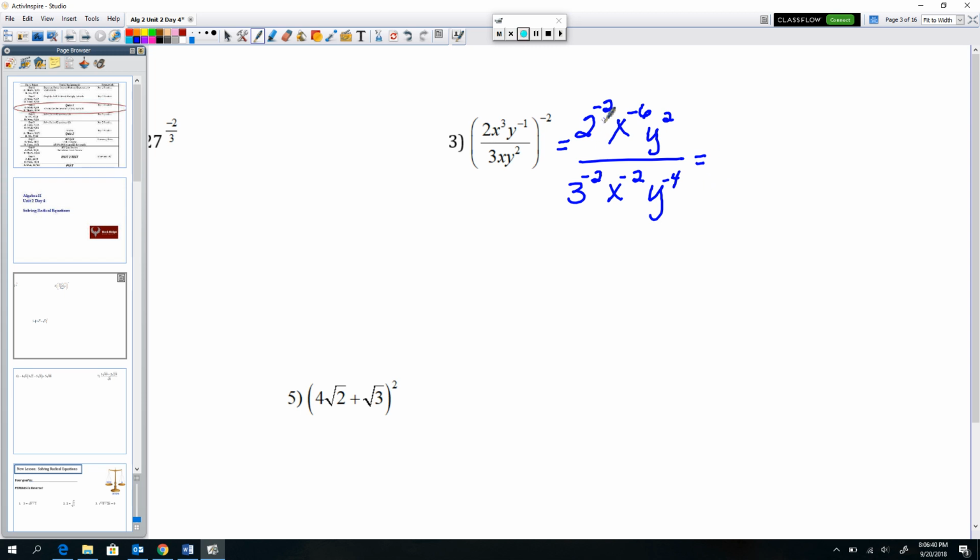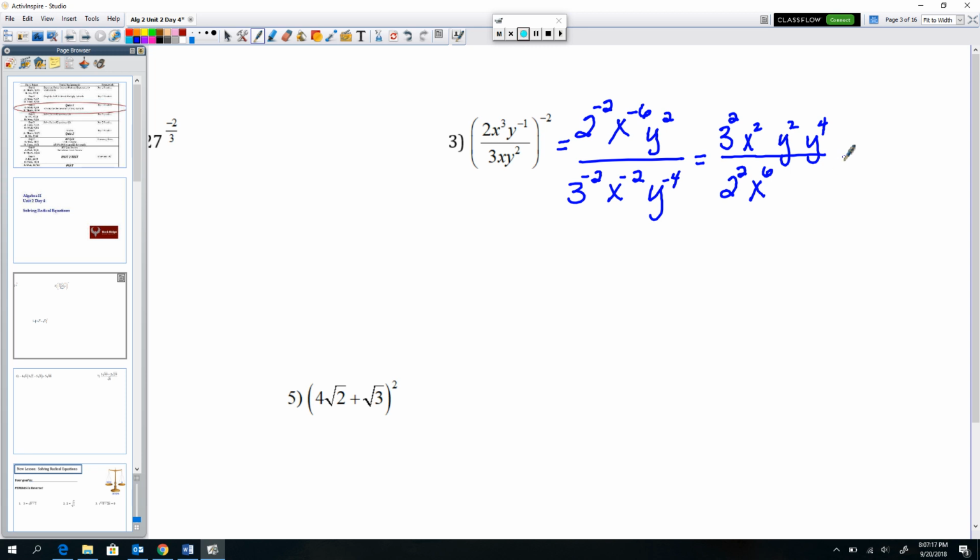I'm the type of person that likes to make negative things positive as my first step, so I'm going to make all that happen. So this 2 to the -2 I will move to the bottom. This x to the -6 I'm going to move to the bottom. And remember, when you flip to the other side of the fraction, you turn it to a positive. This y squared can stay up here. He's already positive. He can stay where he is. This 3 to the -2 needs to move to the other side. This x to the -2 needs to move to the other side. And this y to the -4 needs to move to the other side.